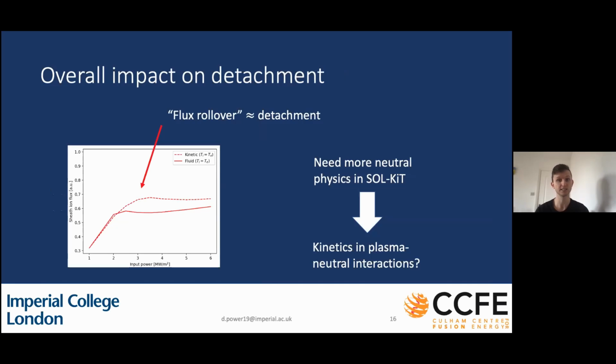Cool. So now I'll just introduce some of the future things I'd like to work on. One of those is looking at the overall impact on detachment of a kinetic treatment. To do this, we need to really model the transfer of energy, momentum and particles between the plasma and the neutral species to really capture what's going on.